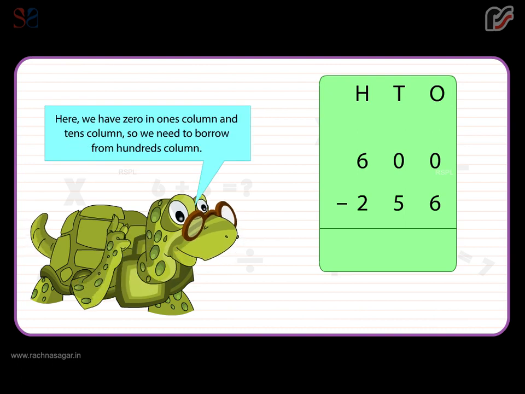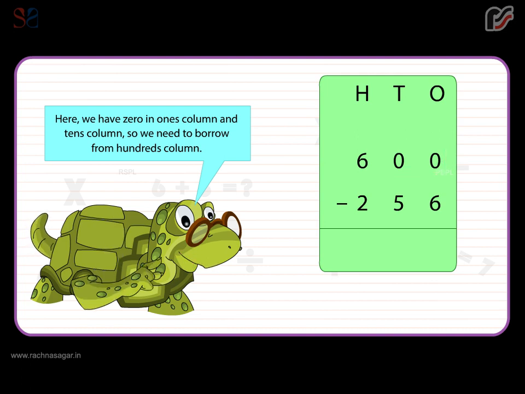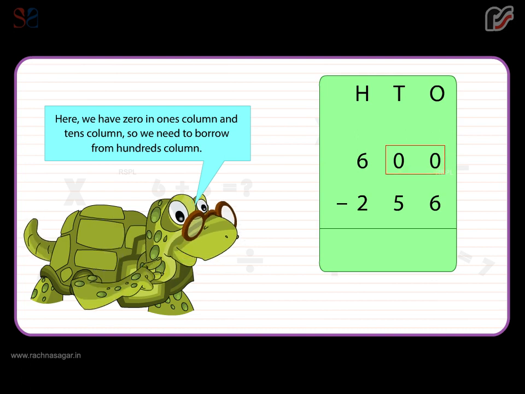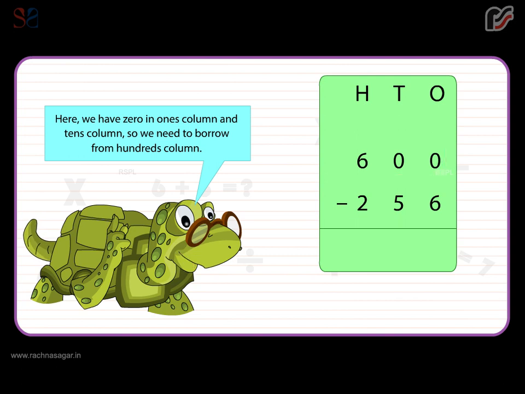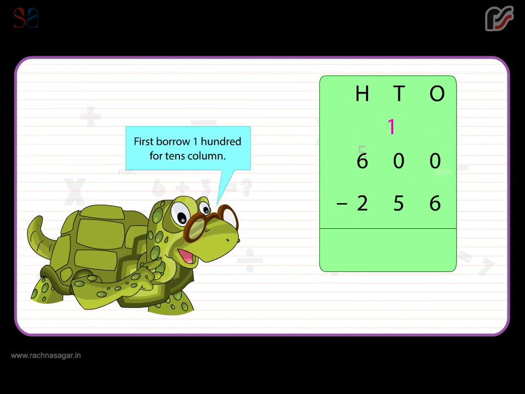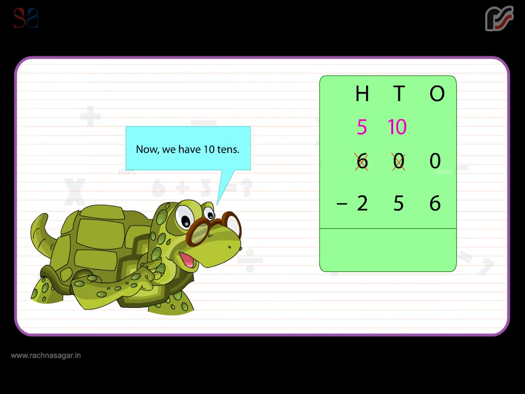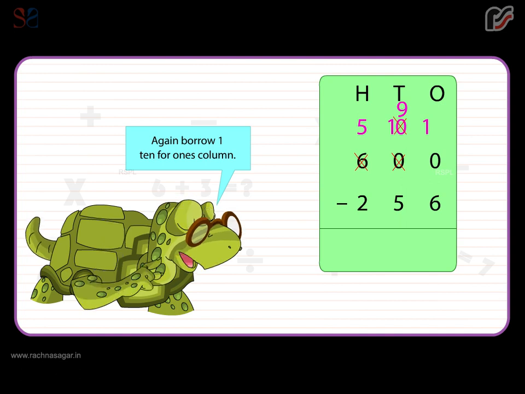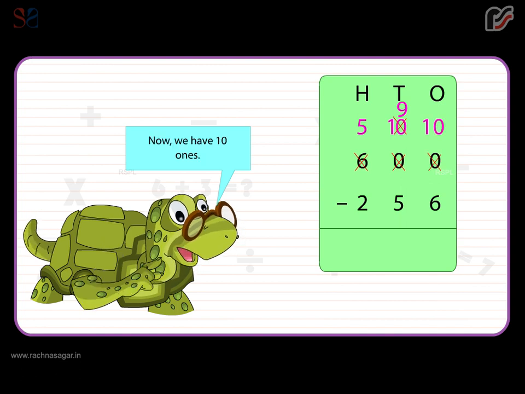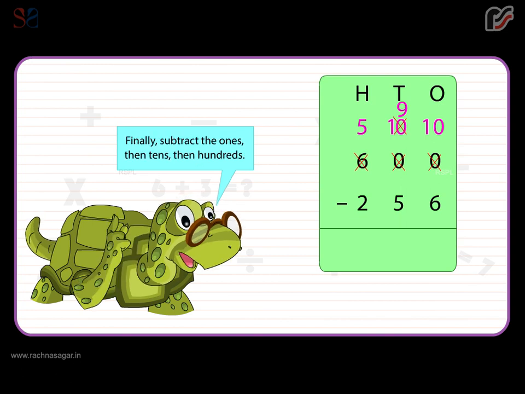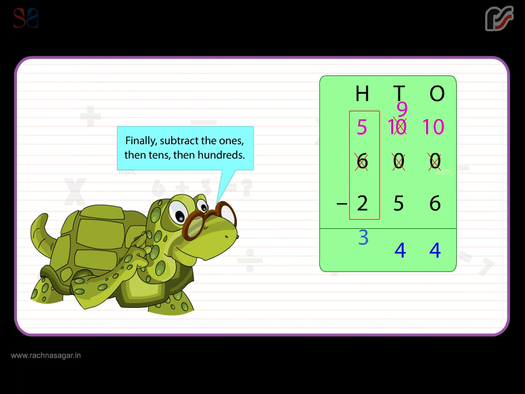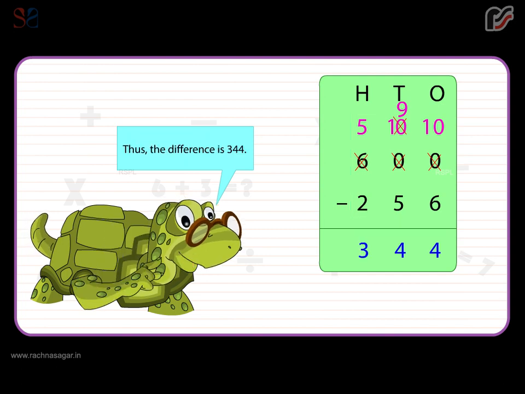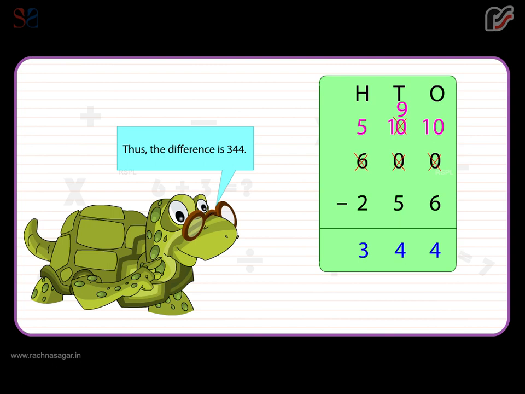Here we have 0 in ones column and tens column, so we need to borrow from hundreds column. First, borrow 1 hundred for tens column. Now we have 10 tens. Again borrow 1 ten for the ones column. Now we have 10 ones. Finally, subtract the ones, then tens, then hundreds. Thus, the difference is 344.